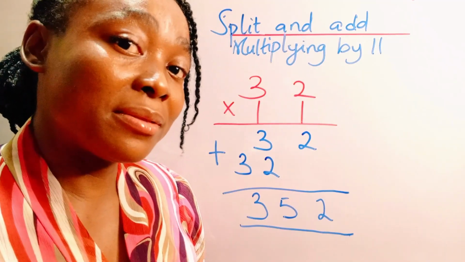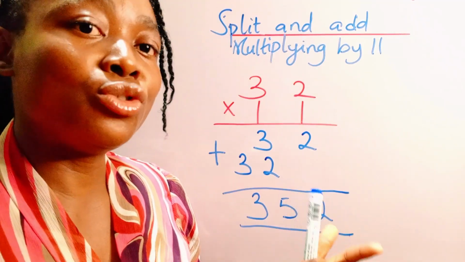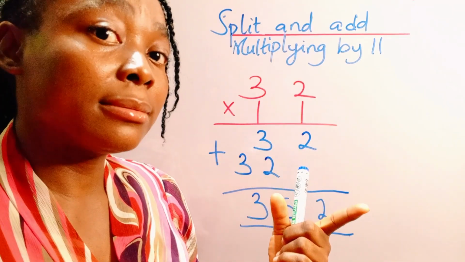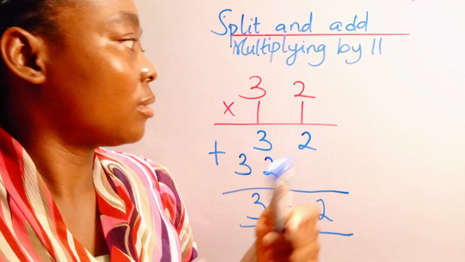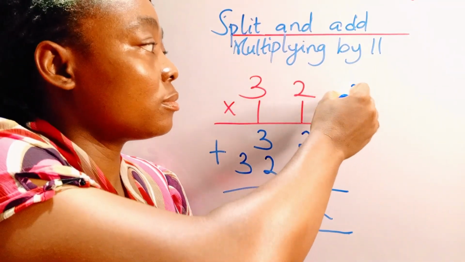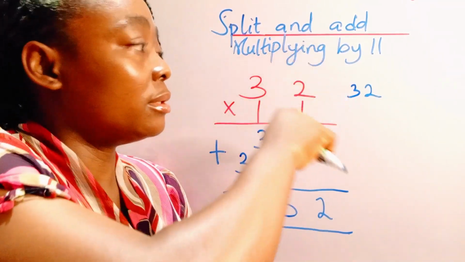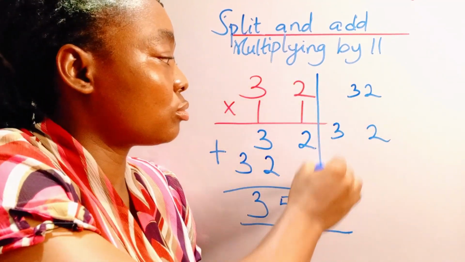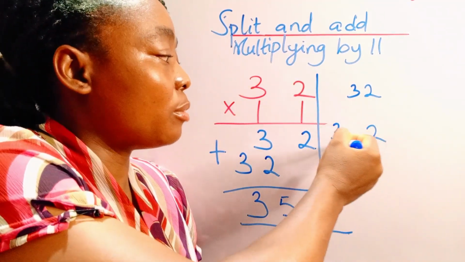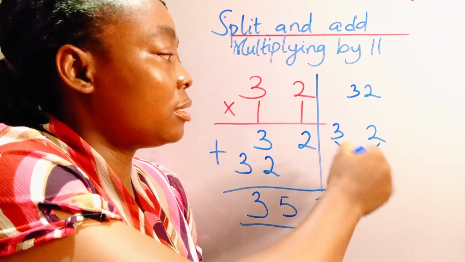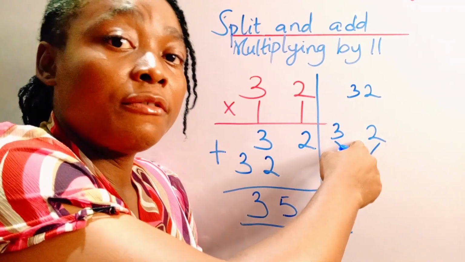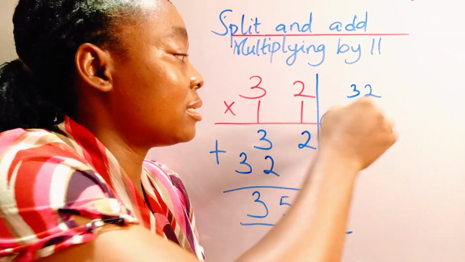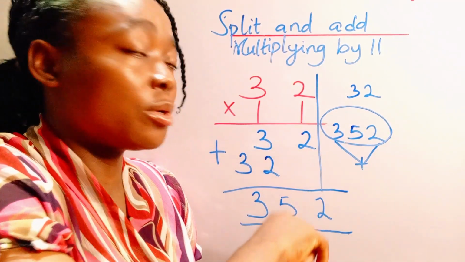Now, the ProHack method. How do you do it faster? Remember, it's called split and add. Now, we have 32 times 11. Split the 32: 3, 2. Then we add them up. 3 plus 2 is what? 5. Right, 5 here. That's the answer. The answer is 352. Exactly what we got here.